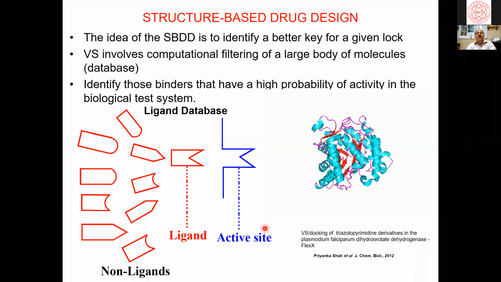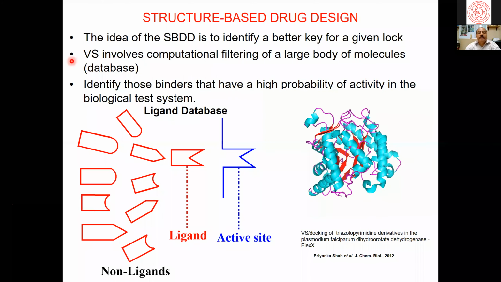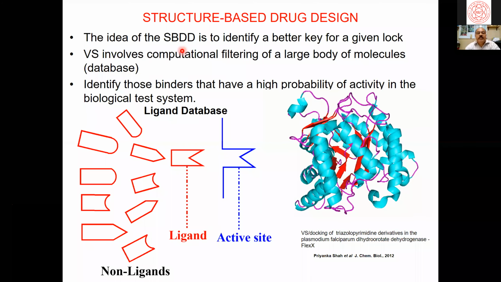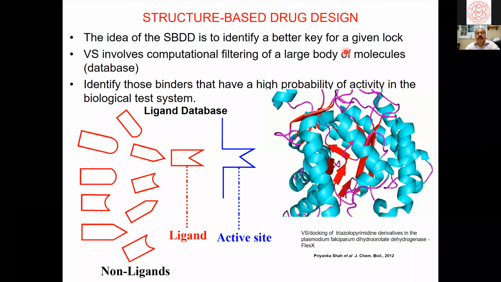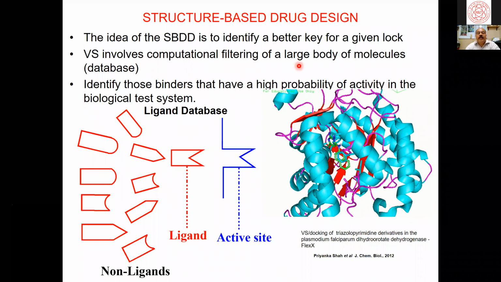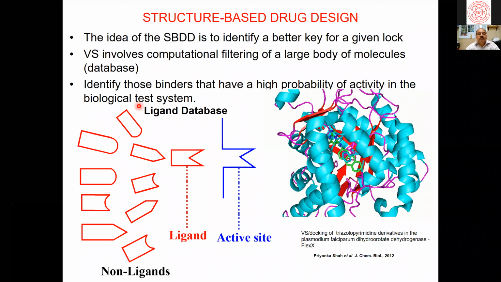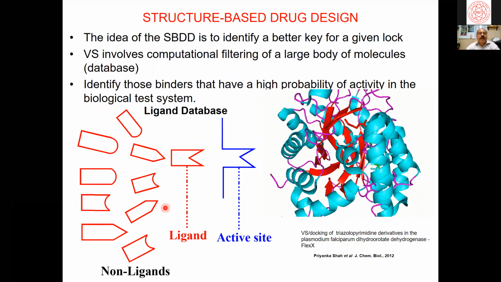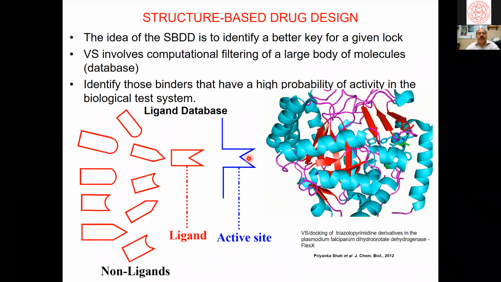Now, if you look further at structure-based drug design, the idea is essentially to identify a better key for a given lock. One way to find a better key is what we call virtual screening. This is nothing but computational filtering of a large body of molecules, which is a ligand database. So you have to filter out a set of molecules and identify those binders that have a high probability of activity in a biological system. You have a ligand database, and you have to find out which ligand is going to fit well into the active site.